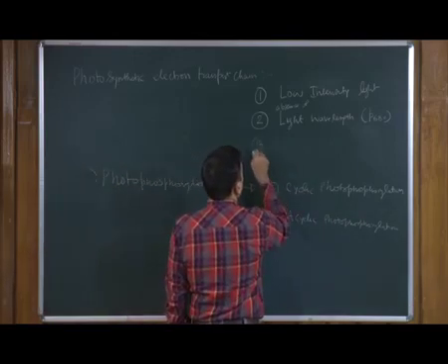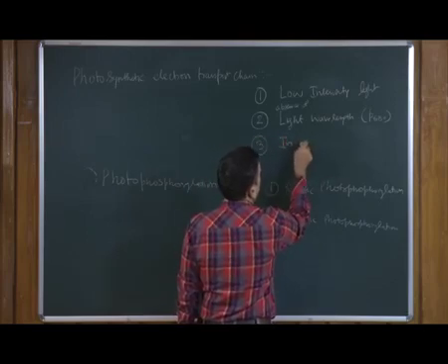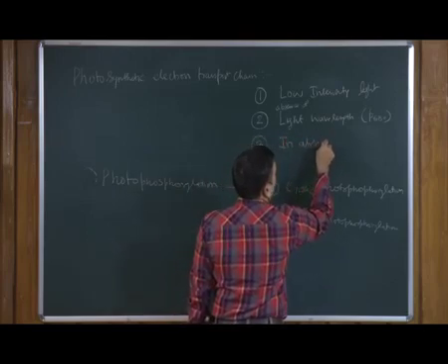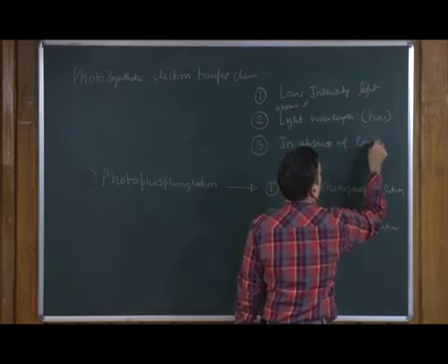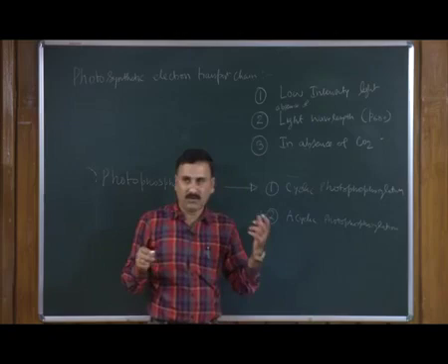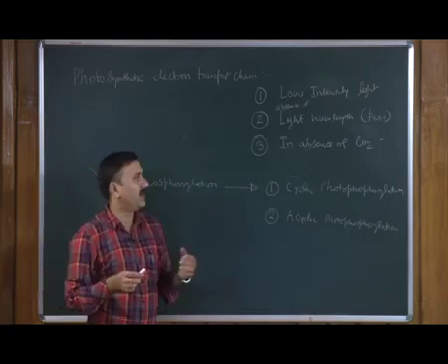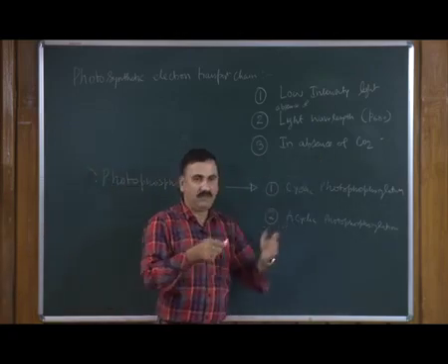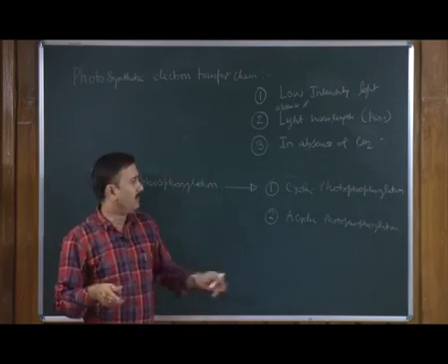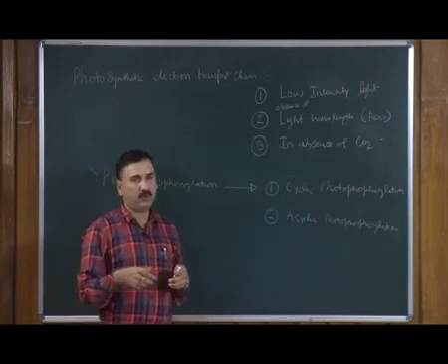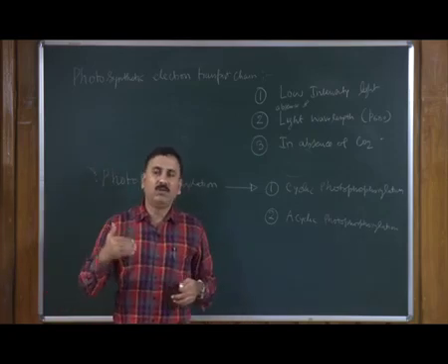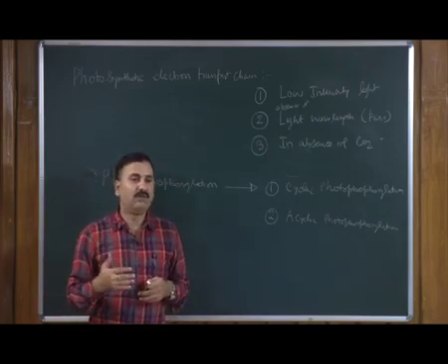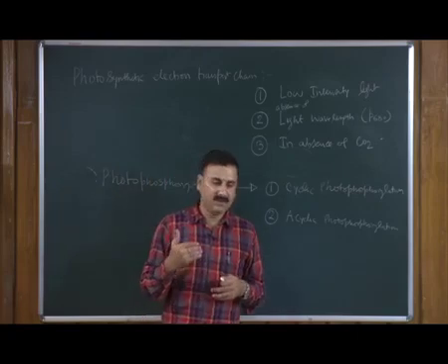Number 3, in the absence of carbon dioxide. If there is no carbon dioxide or a very low level of carbon dioxide in the vicinity of the plant, then the plant goes for the cyclic photophosphorylation to continue the production of a very low level of ATP from the system.